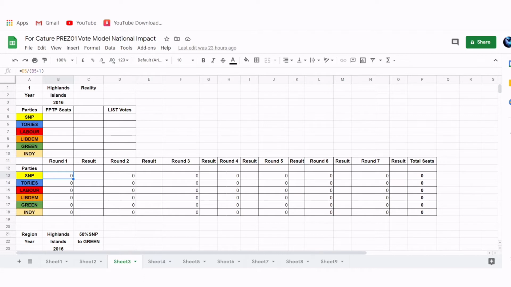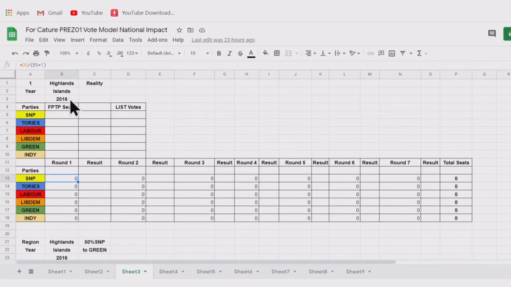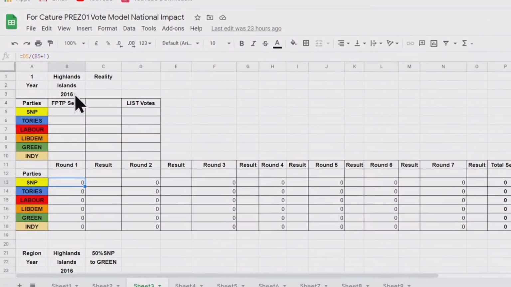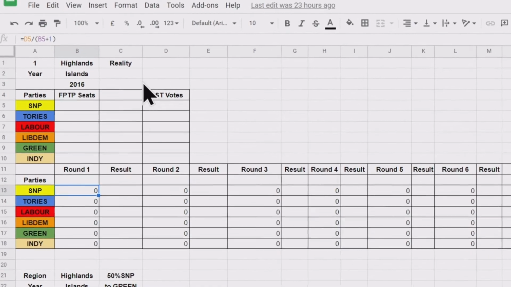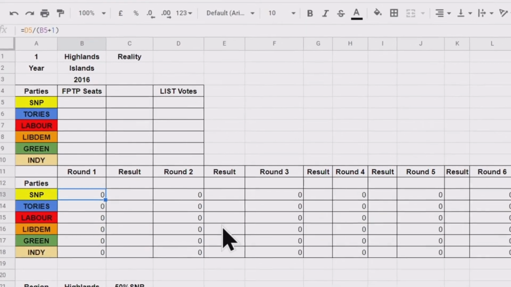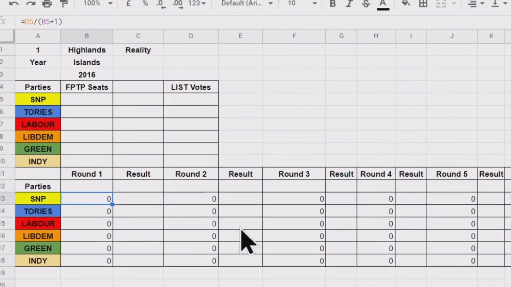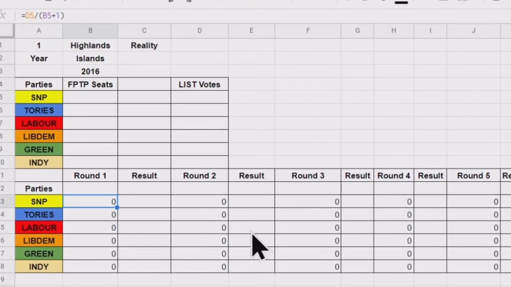Welcome to our live spreadsheet once again, and tonight we will be looking at the voting results from the Highlands and Islands in 2016. I will be inputting it into our spreadsheet to look at what happened on the day and then go through all our voting models to see what would have happened if people voted slightly differently.